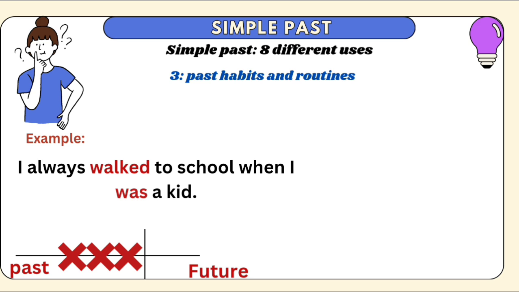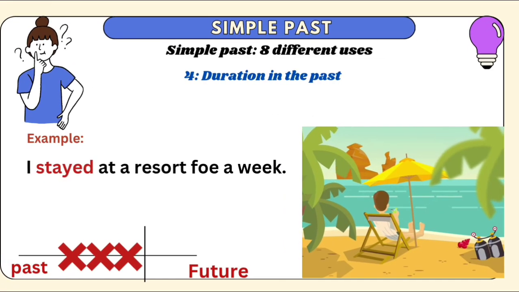Duration in the past. Here's an example. I stayed at a resort for a week. Now you see this is a one-time event. I stayed at a resort, but the event is quite long, for a week. Even if the duration is long, it doesn't matter. It's a one-time event in the past. Another example.